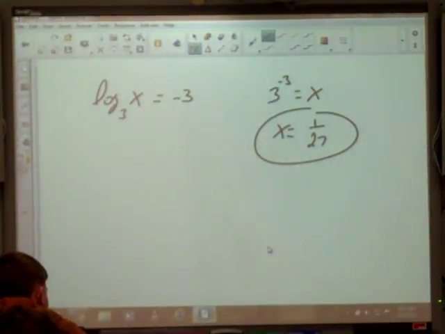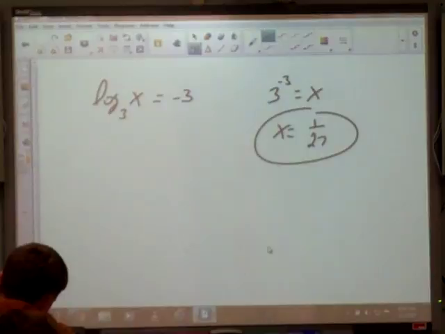So the whole main dilemma just came from being able to rewrite it. Once you got it rewritten, it was easy to go. Okay.